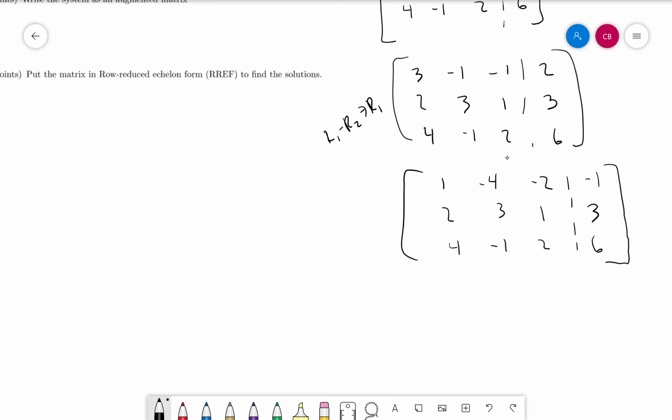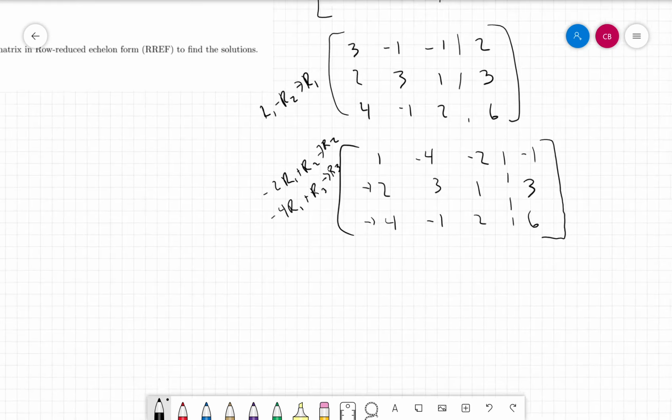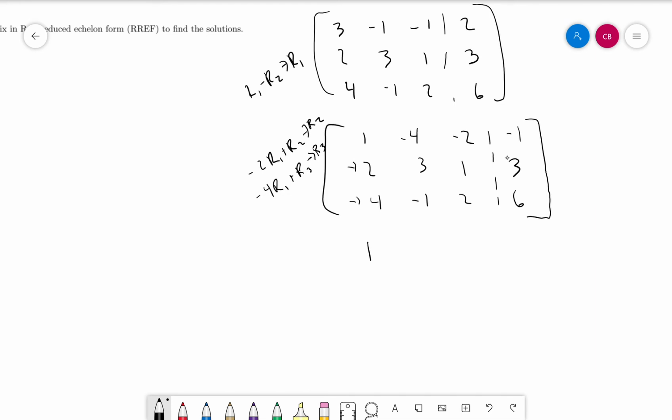Okay, so now I need to get rid of this. I need this 2 to be a 0 and this 4 to be a 0. That's the goal. So I want to do -2 times row 1. Add it to row 2, yield row 2. And -4 times row 1, add it to row 3, yield row 3. Sorry, that should be row 3, not row 4. I said 4. Row 3. Okay, so 1, -4, -2, -1.